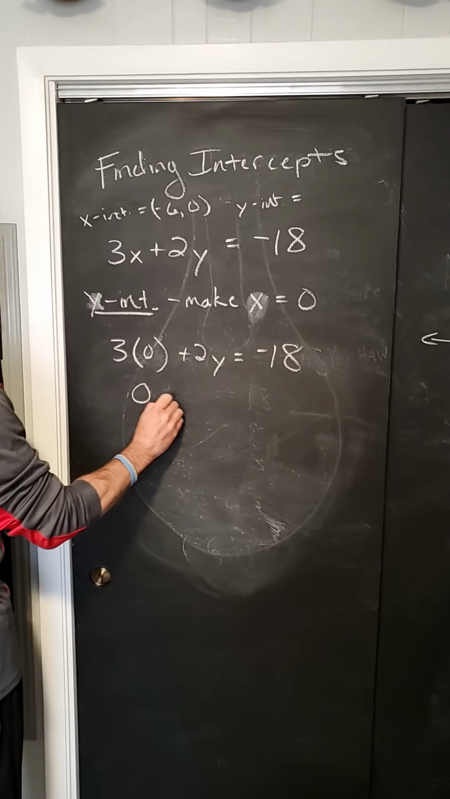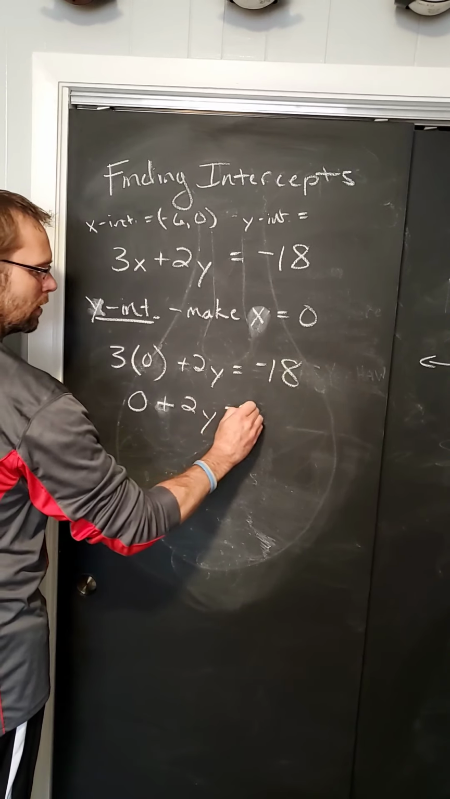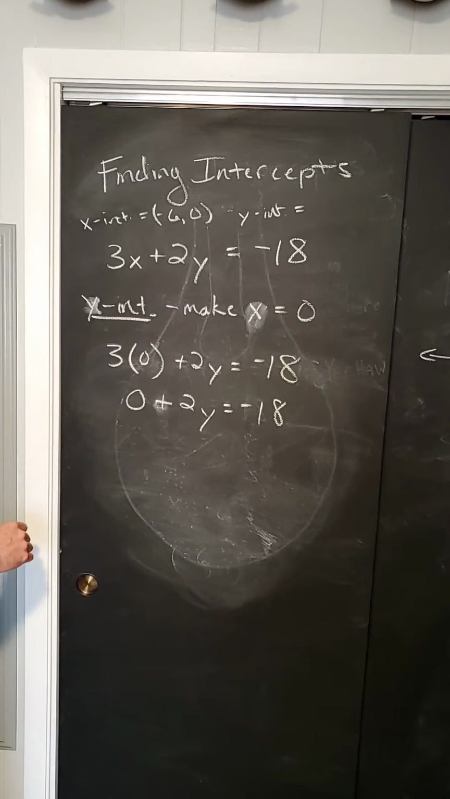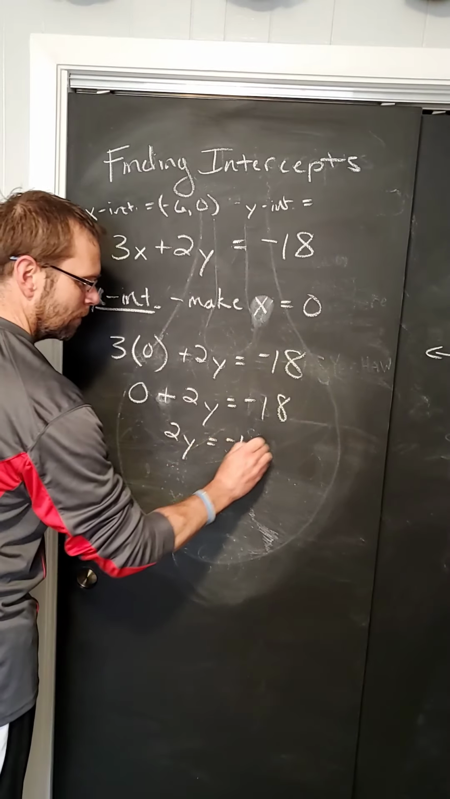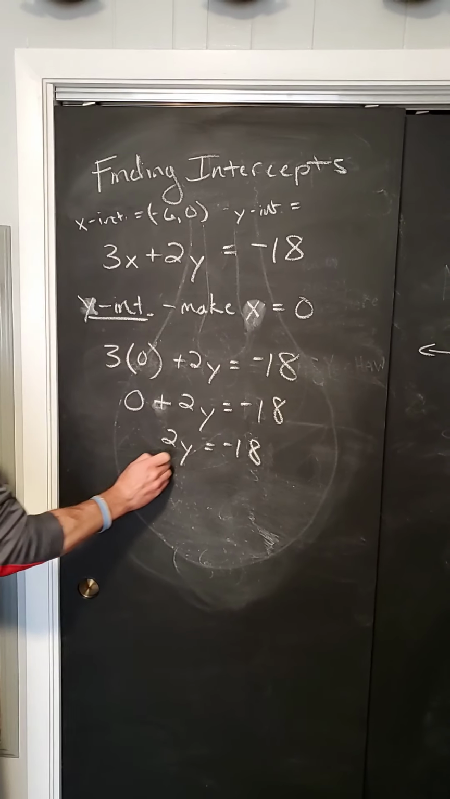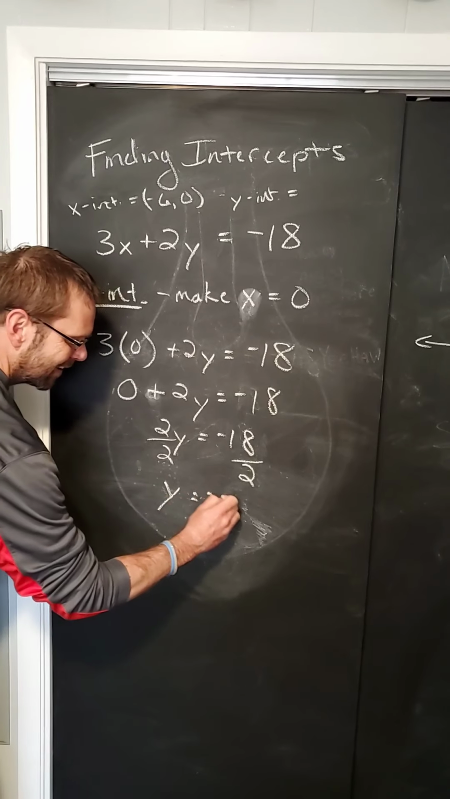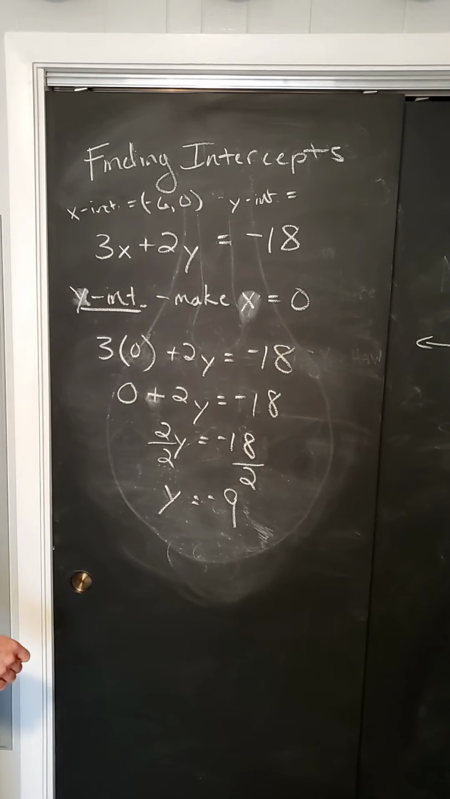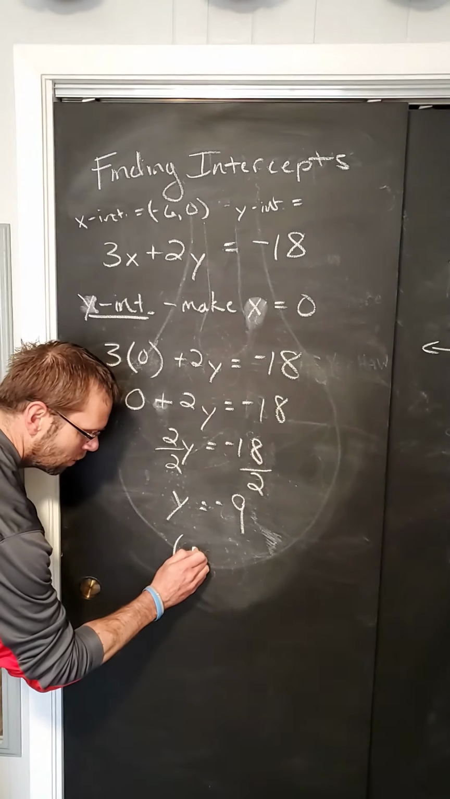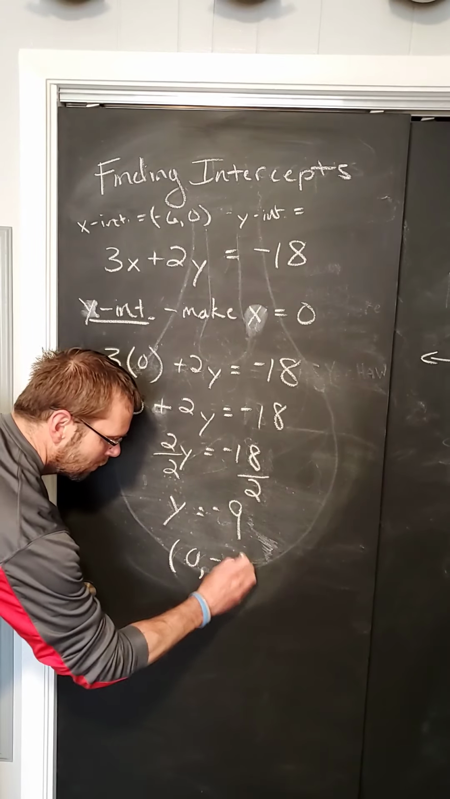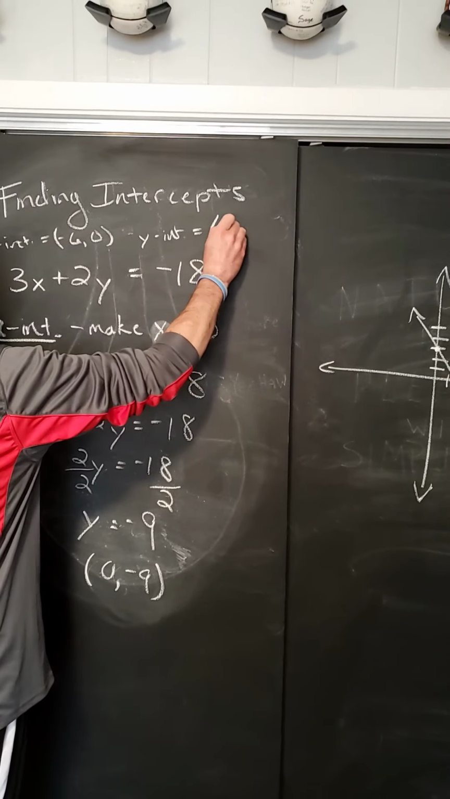So I'm going to solve this. 3 times 0 is 0, plus 2y equals negative 18. 0 plus 2y is just 2y. It looks like that. Divide by 2, divide by 2. So y is negative 9. If y is negative 9, we said x was 0. So 0, negative 9 is my y-intercept. The y-intercept is 0, comma, negative 9.